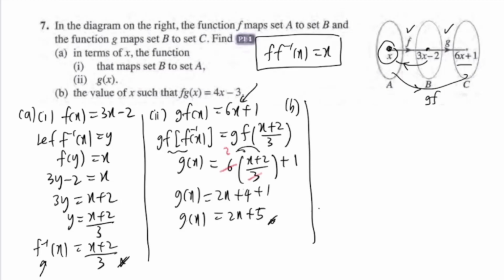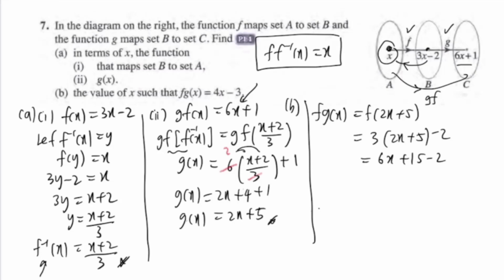Okay, now part B. Find the value of x such that fg(x) is now 4x minus 3. I already know my gx, I know my fx, so we can put gx inside fx. My gx is 2x plus 5. I put inside my fx, which is 3 bracket minus 2. What do you put inside the bracket? 2x plus 5. So this is 6x plus 15 minus 2, which is 6x plus 13.